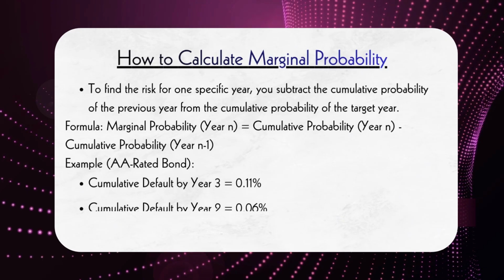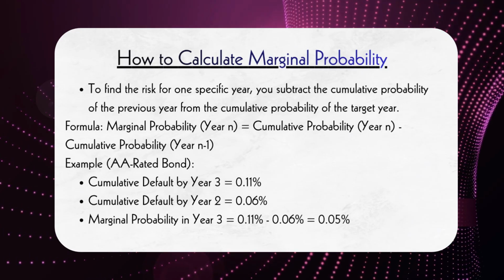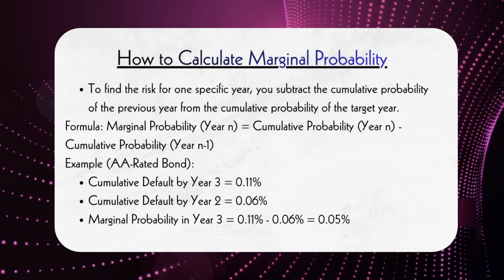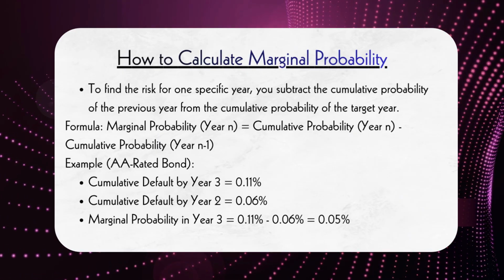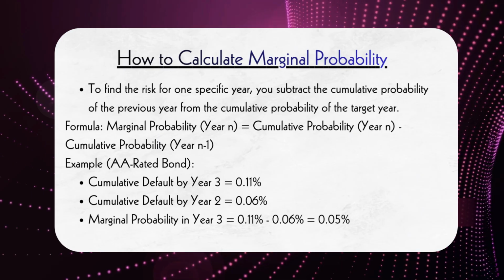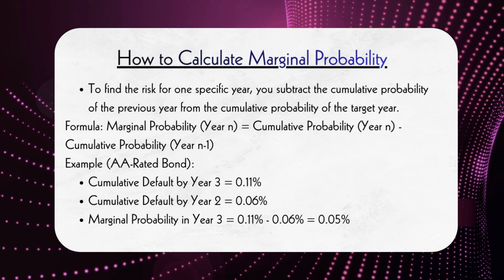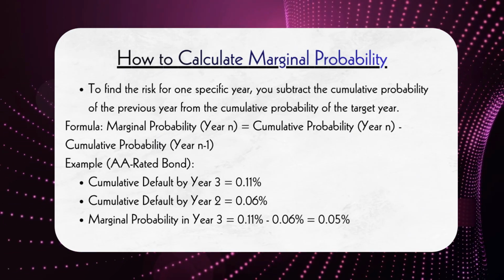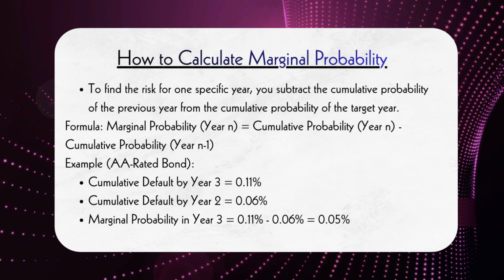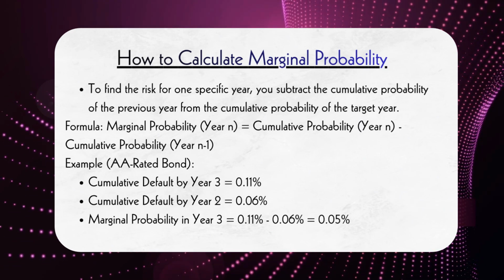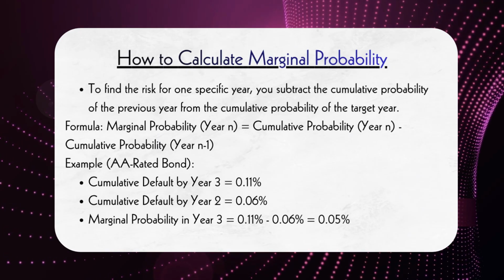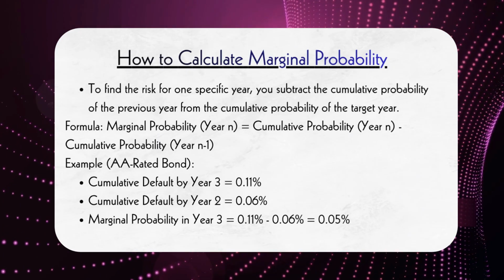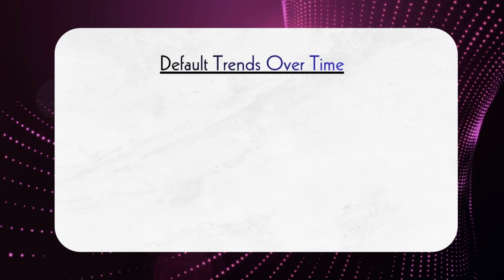To calculate the marginal probability, you simply take the cumulative probability of the current year and subtract the cumulative probability of the previous year. For example, if an AA-rated bond has a cumulative default probability of 0.11% by year 3 and 0.06% by year 2, the marginal probability specifically within year 3 is 0.11% minus 0.06%, which equals 0.05%.